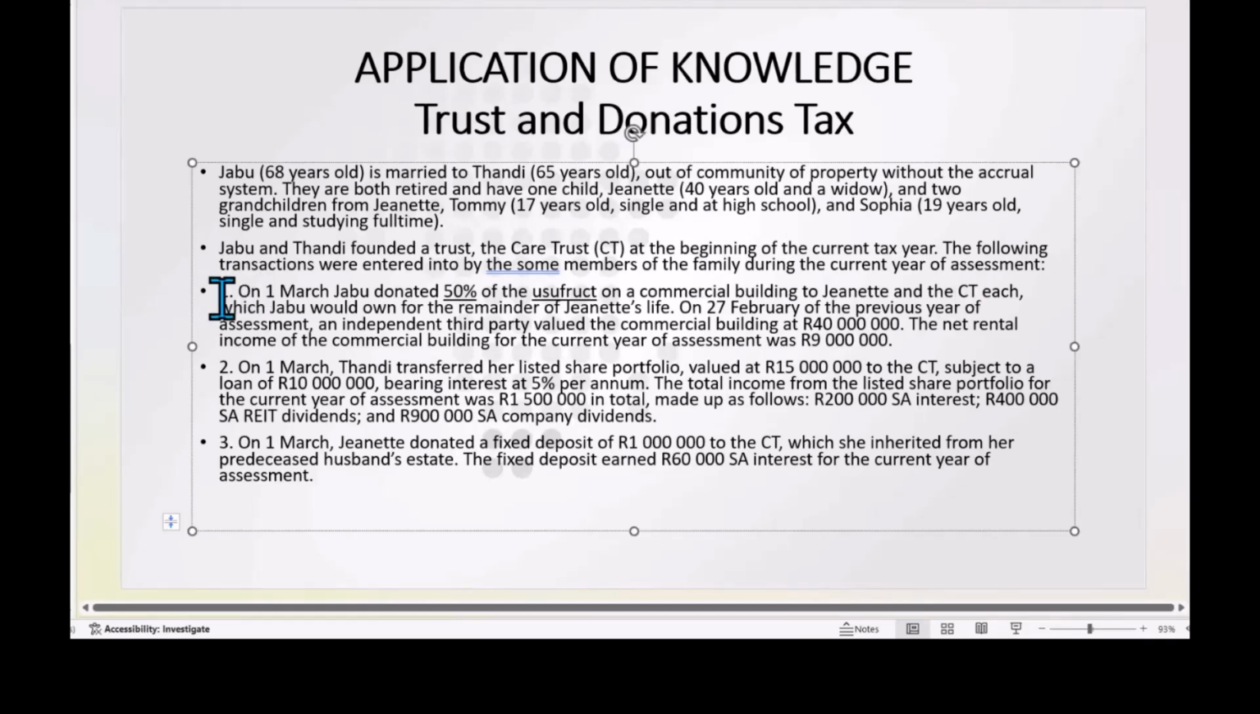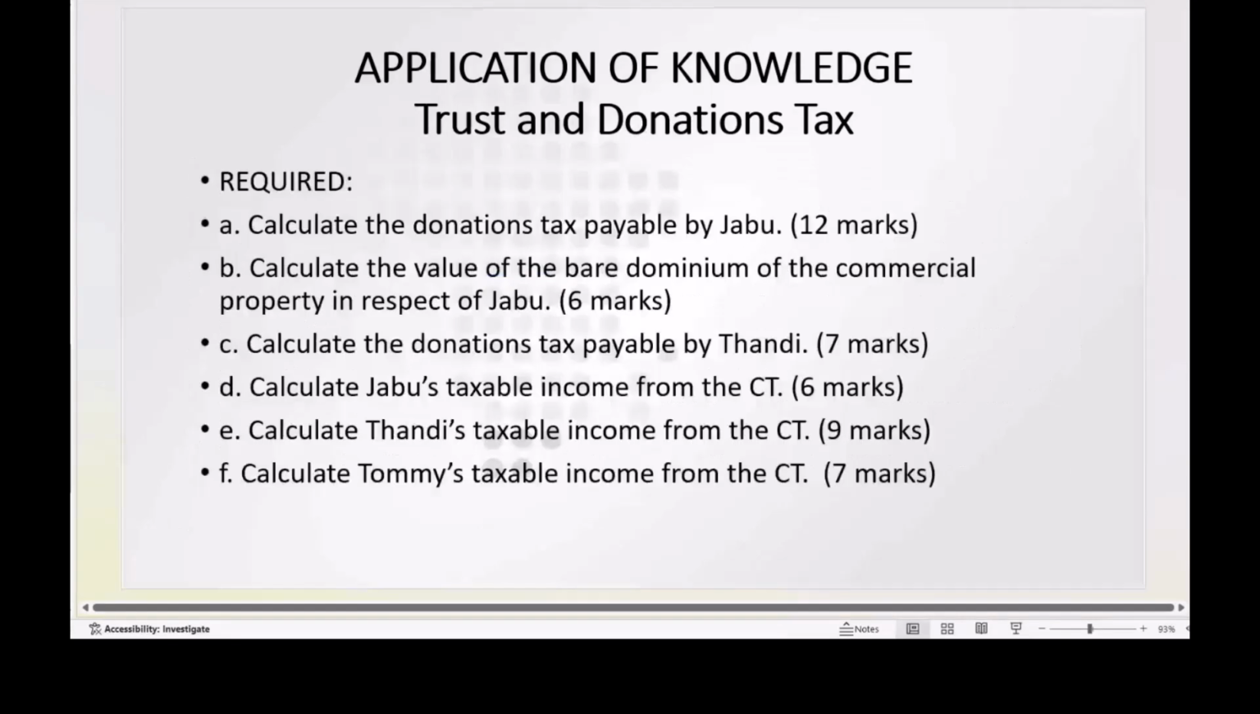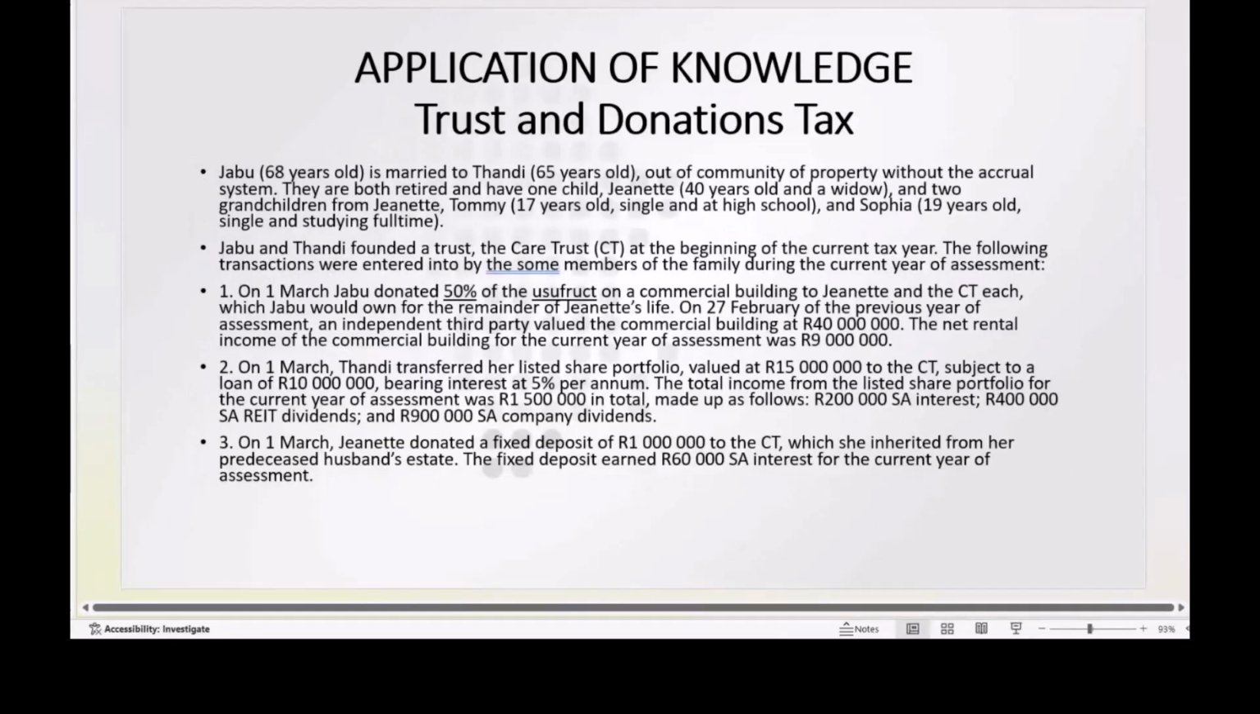This is the information that we need to look at, point one. They tell us that he donated 50% of the usufruct on a commercial building to Janet and the CT each. So each of them received 50% of the usufruct. And then the building would still be owned by Jabu for the remainder of Janet's life. So where do we begin to calculate the donations tax payable by Jabu? Any takers? Where would we start?